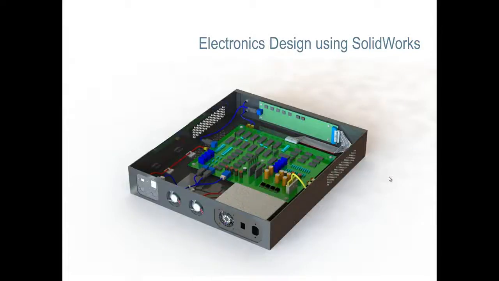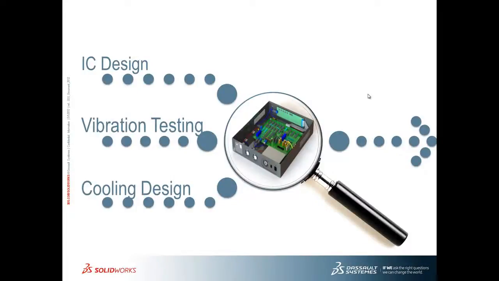Today we're going to look at the mechanical end of an electronics design project inside SOLIDWORKS. Now we have three main requirements. First, we have to get and send data to our IC designer. Then I need to validate that this design will stand up to the rigorous vibration environment it'll see in the field. And finally, we're going to make sure the enclosure design allows adequate cooling of all the electrical components so they're within spec. So let's get started with IC design.